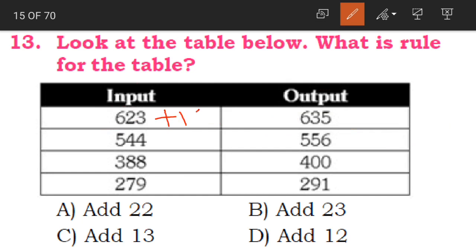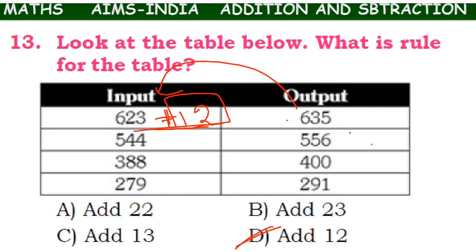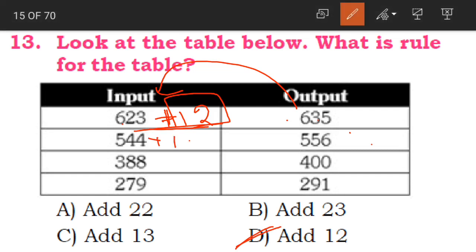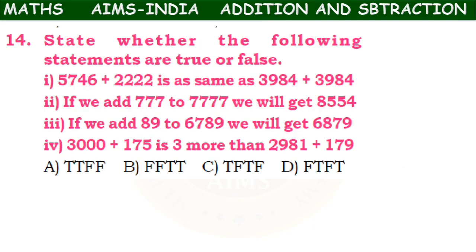Now the output is greater than the input, right? That means we are adding something to the input. What are we adding? What number did we get? 12. So adding 12 is our answer. If you want, you can check it. You can add 12 to each of the numbers and then see whether you are getting the output as the answer or not. Okay children?